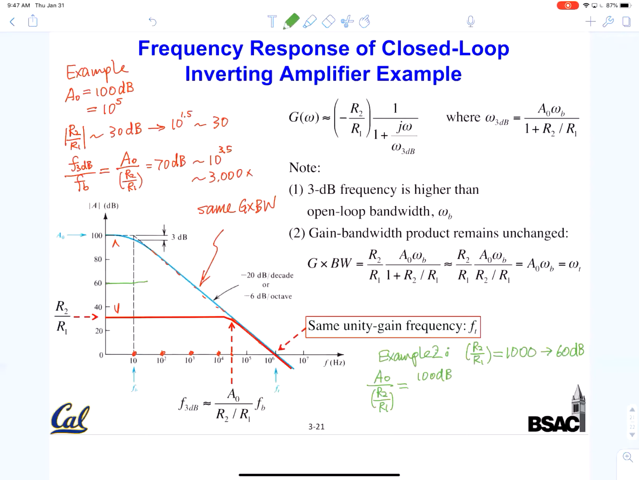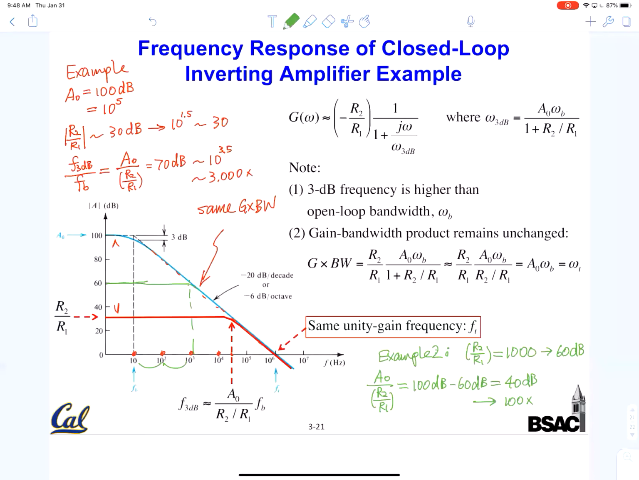I shouldn't divide. In dB, they are actually subtracted. So this is 100 dB minus 60 dB, so this is 40 dB. 40 dB is, in linear scale, 100 times, right? Remember, 20 log. So these bandwidths will be extended by 2 decades, all right? So I'll go up here and I'll go here.